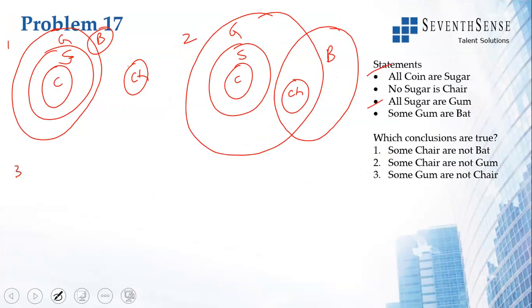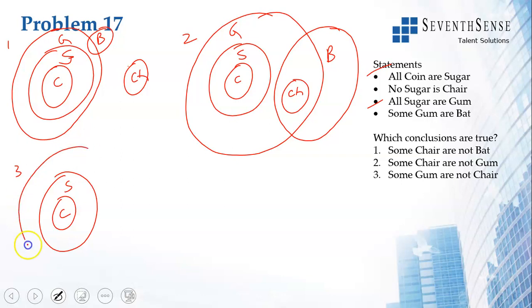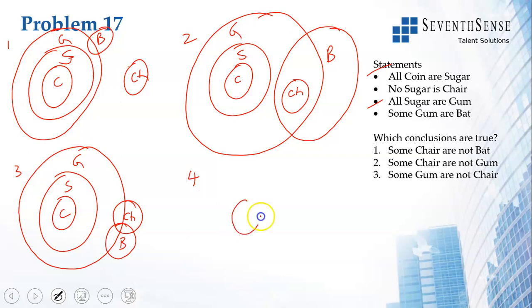Diagram 3. Let us see. All coins are sugars. All sugars are gums. No sugar is a chair. And some gums are bats. Third way, let's see if there is any other way in which you can draw. All coins are sugars. No sugar is a chair.